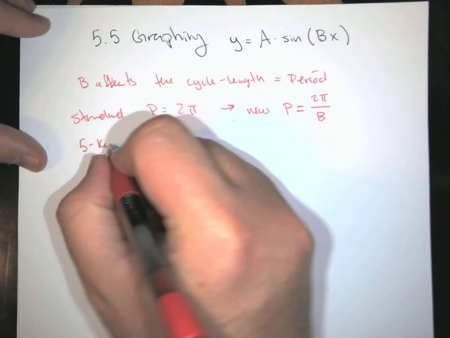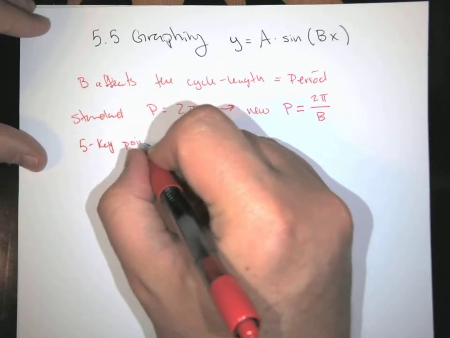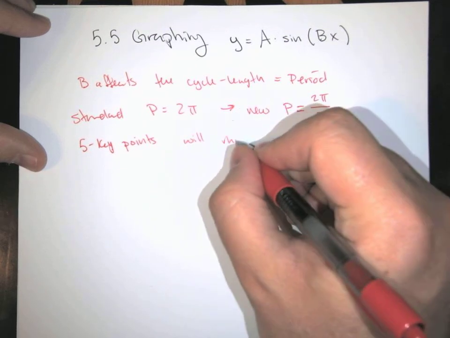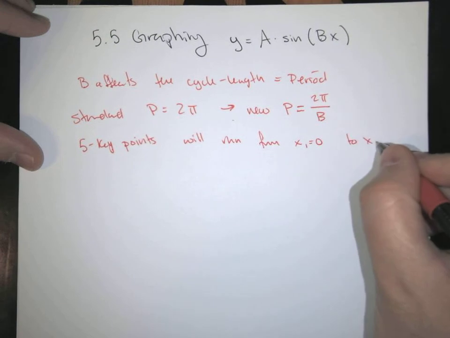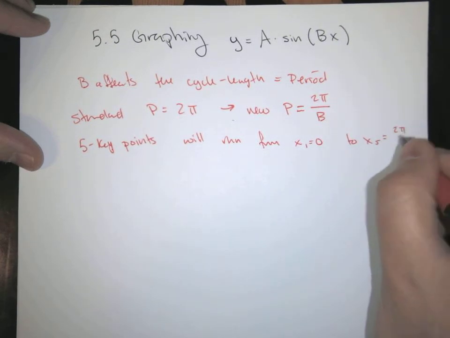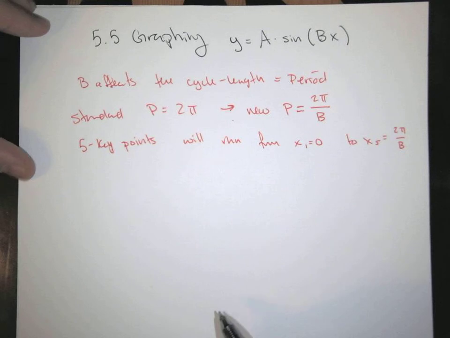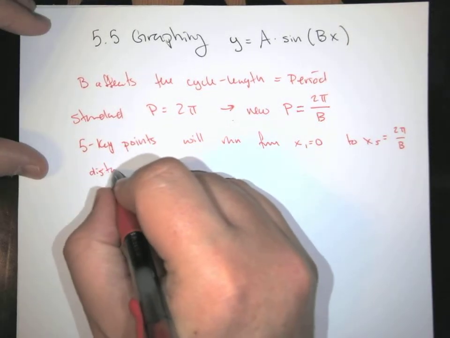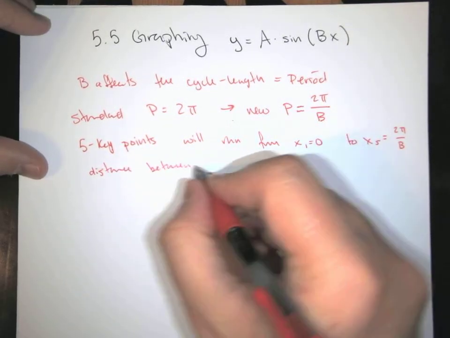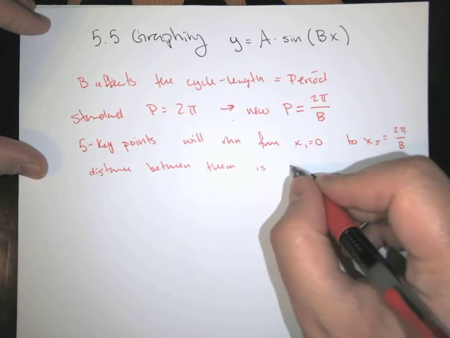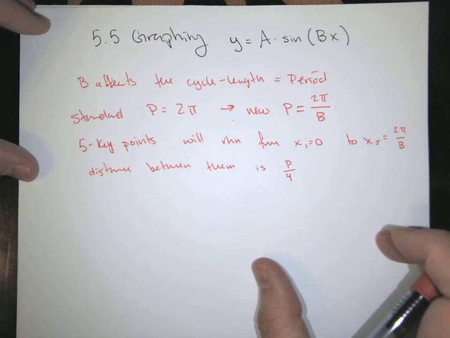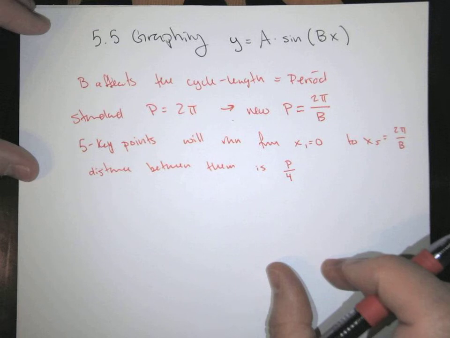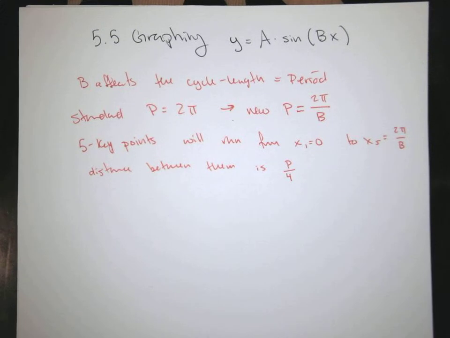So our 5 key points will sort of run from x1 equals 0 to x5 is whatever 2 pi over b is. And then our distance between all the points is going to be whatever this period length p is, divided by 4, right? So we're taking the whole cycle, one length p, and dividing it into quarters. This is hopefully kind of intuitive. It's just good to have it laid out.